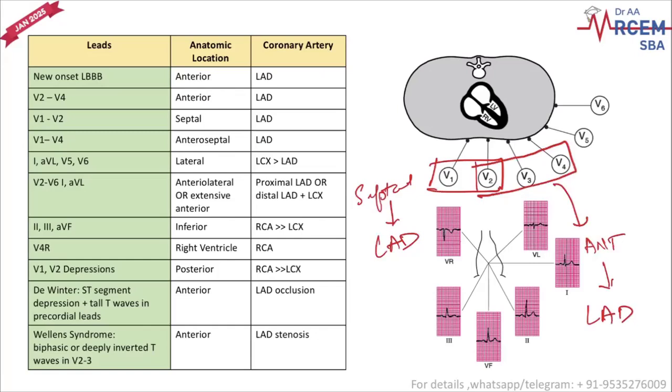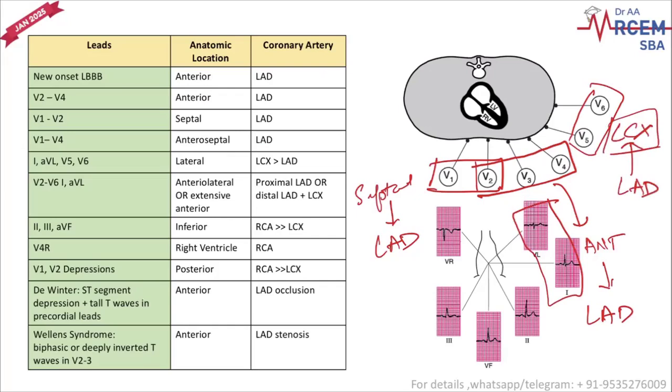What about the lateral side? This is the most lateral part. The most lateral part is V5, V6. Along with it, 1 and AVL are the lateral parts. So if there is ST segment elevation in V5, V6, 1 and AVL, then you need to consider that the lateral part of the heart is involved. Most of the time, it is the LCX, left circumflex artery, that we are talking about. This is the artery which is the culprit. If this is not given in the options, then you can select the LAD.